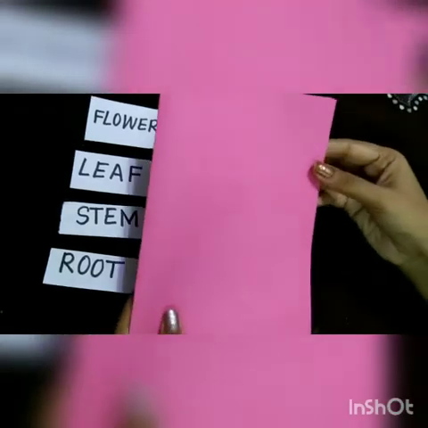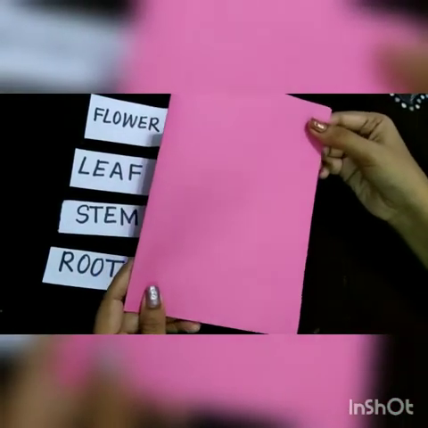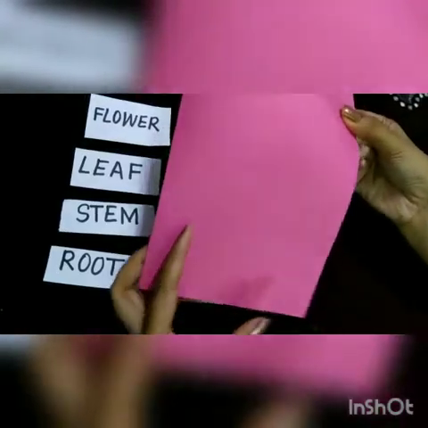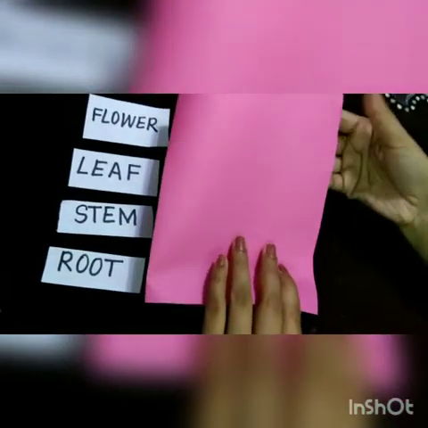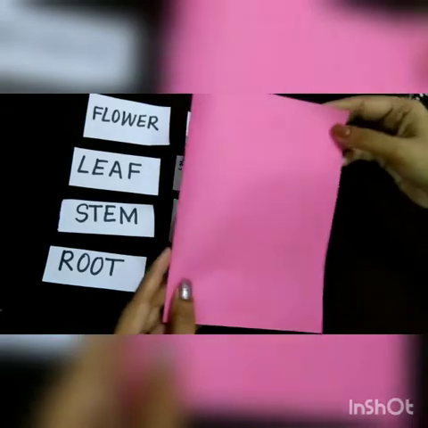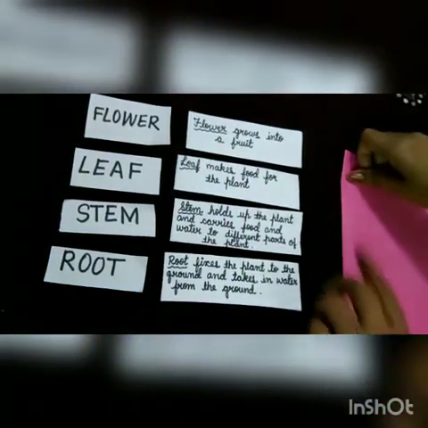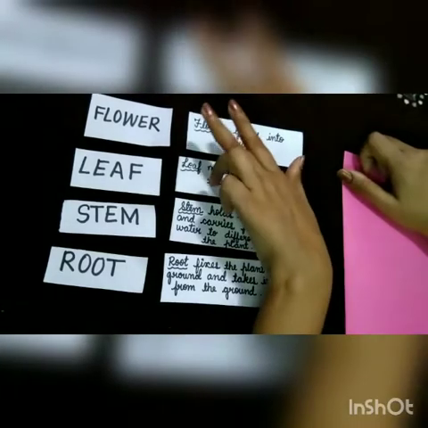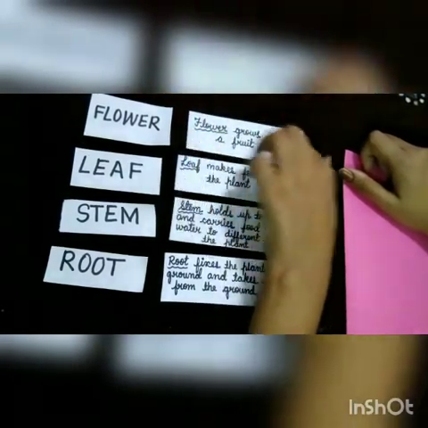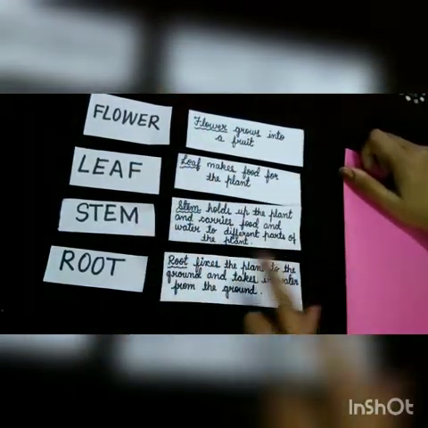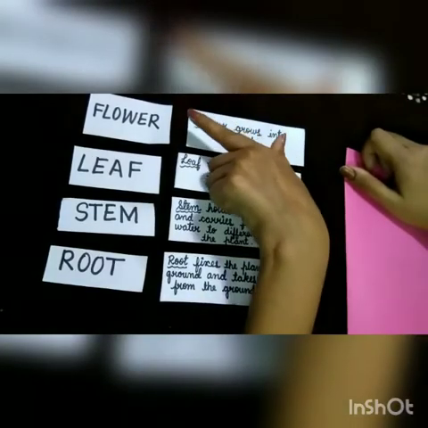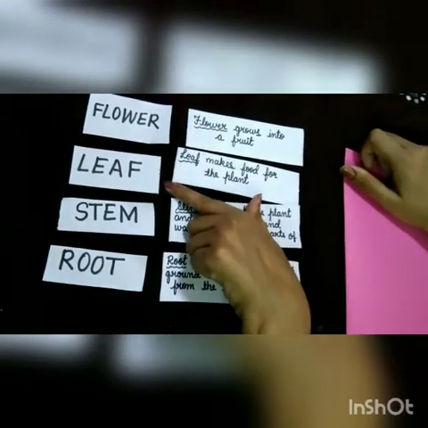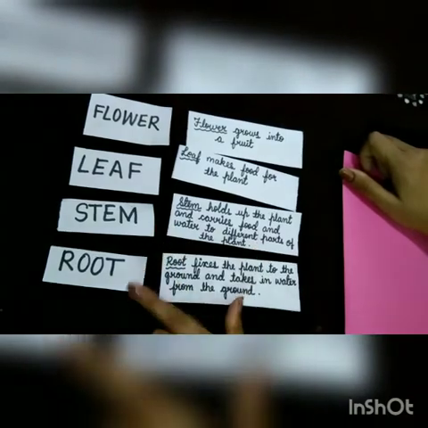Children, you have to take a craft paper and then fold it. Alright children, this type. You have to fold it. Now you have to cut the paper into small pieces and write the different parts of the plant, like flower, then leaf, stem and root.